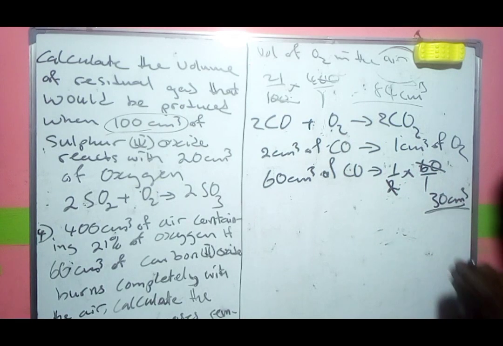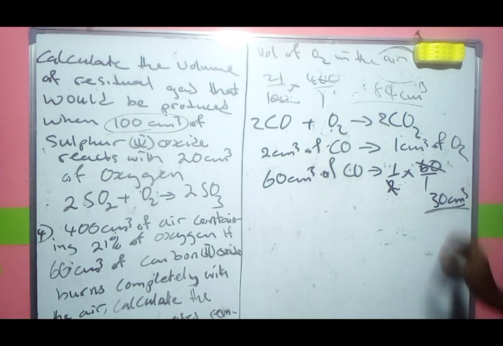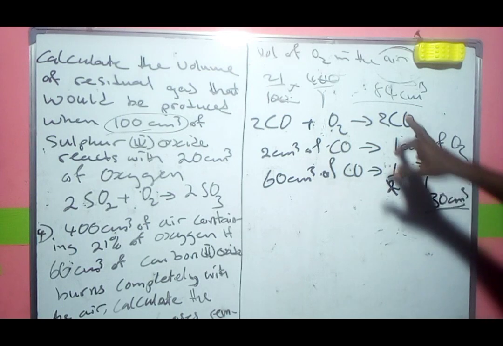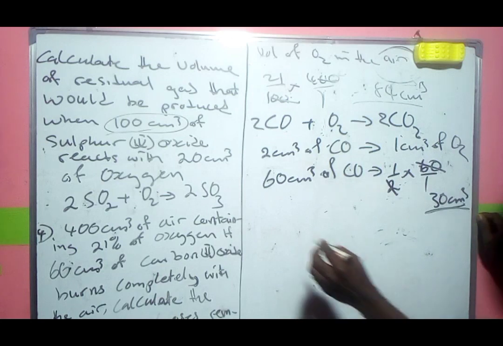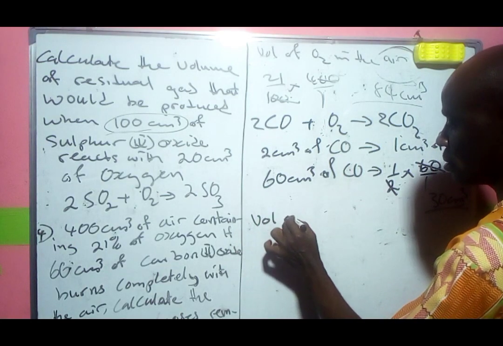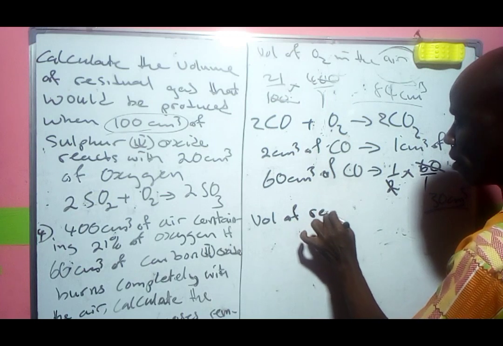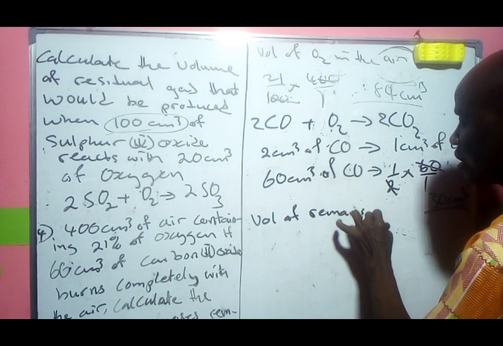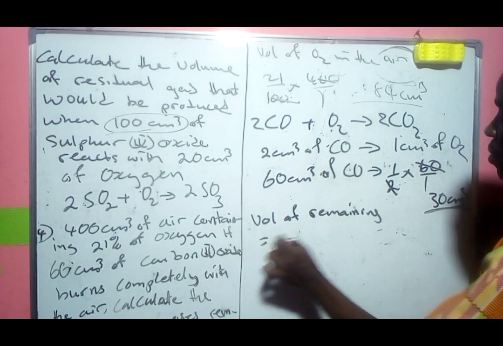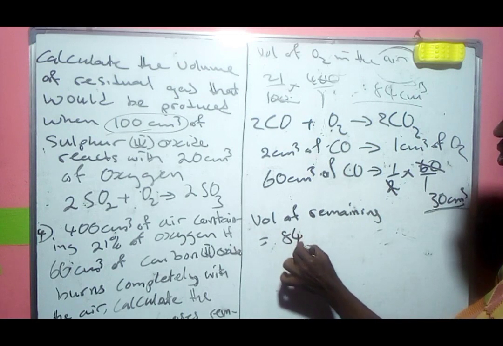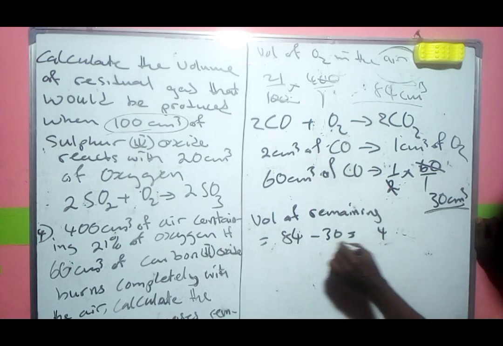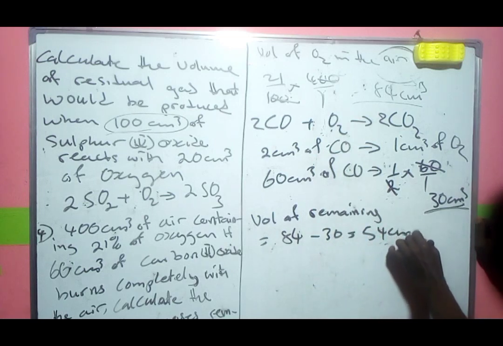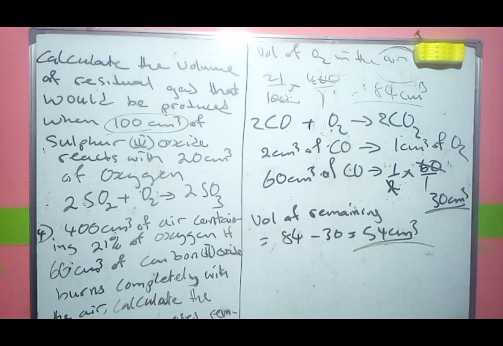That means it will require 30 cm³ of what? Oxygen. Now, from the air we have, not all the oxygen reacted, so the volume of remaining oxygen is 84 minus 30, which gives us 54 cm³. That can be seen as one of the residual gases we are looking for.